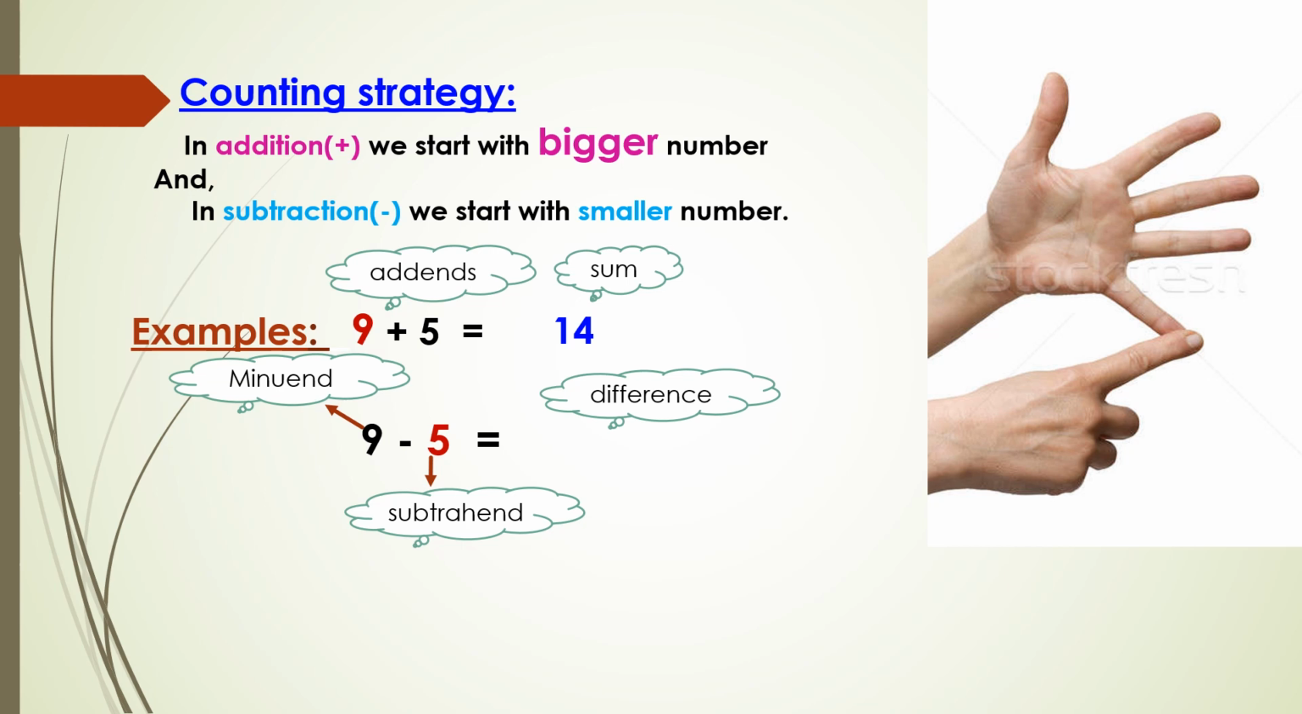Again, in a subtraction problem, the first number is called minuend, the second number is called subtrahend, and the result is called difference. Now, how to solve 9 minus 5 using the counting strategy? In subtraction, we start with the smaller number. The smallest number here is 5. So after 5: 6, 7, 8, 9. How many fingers do we have? 4. So the result is 4.